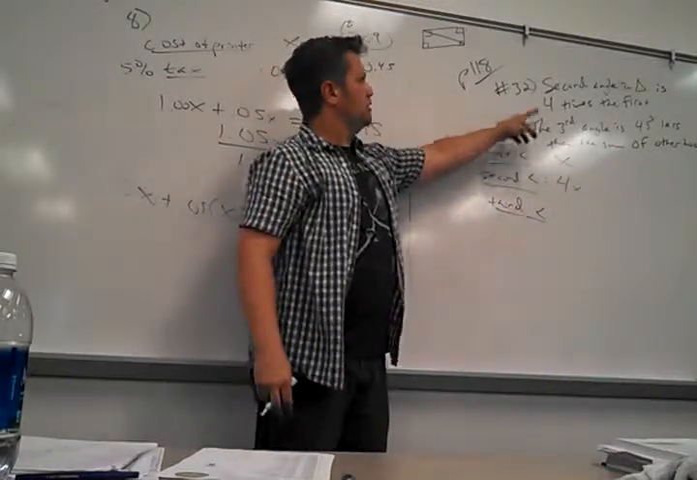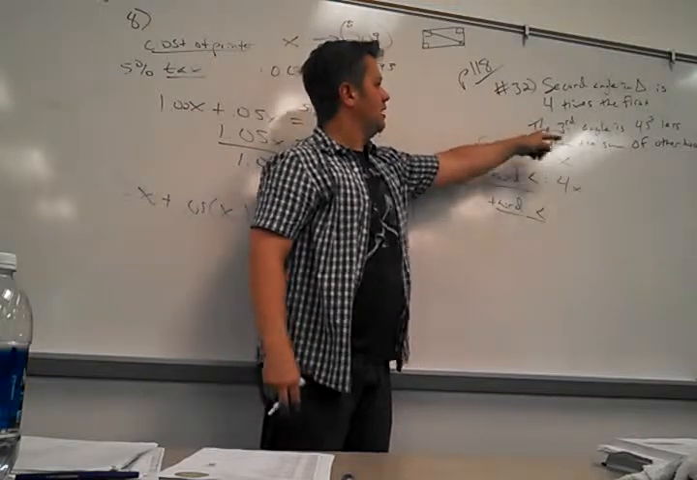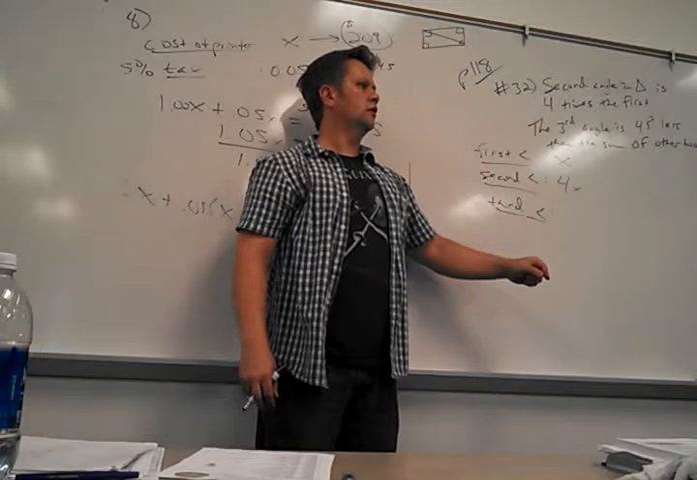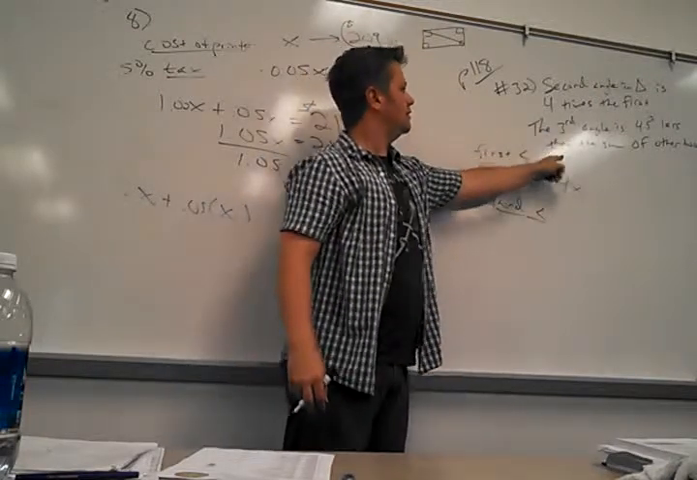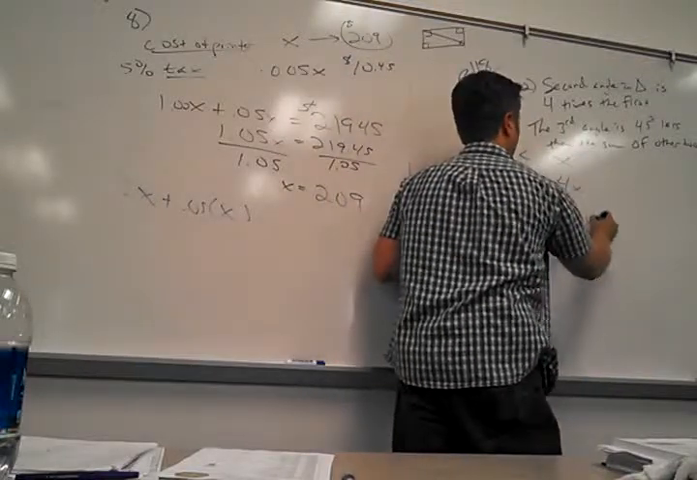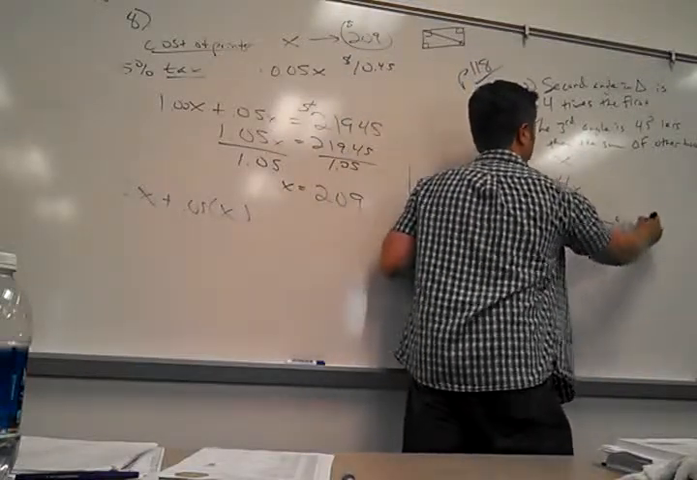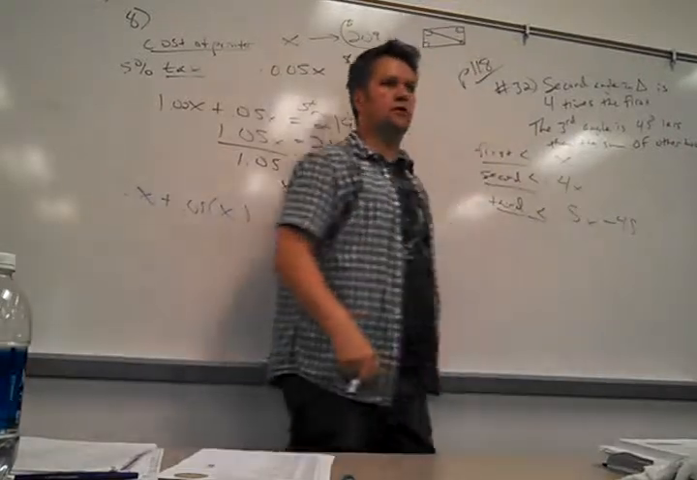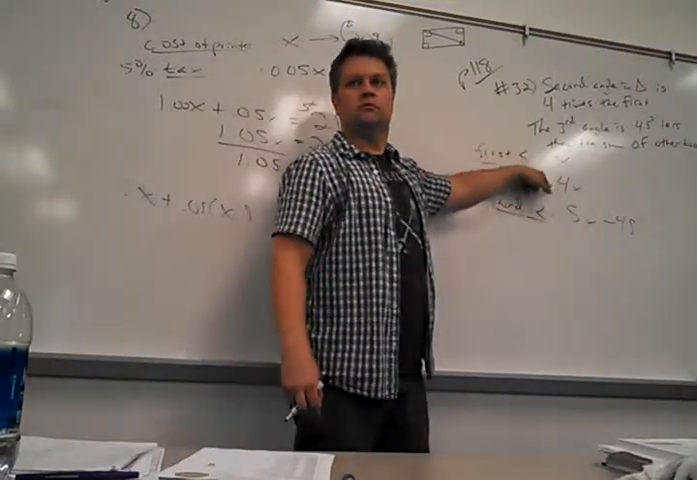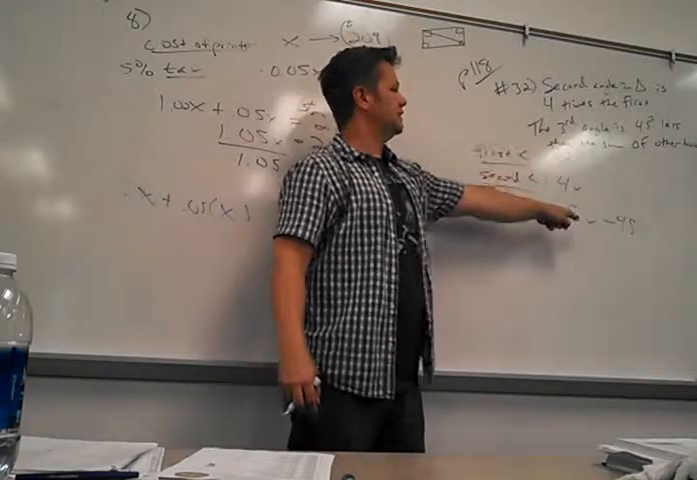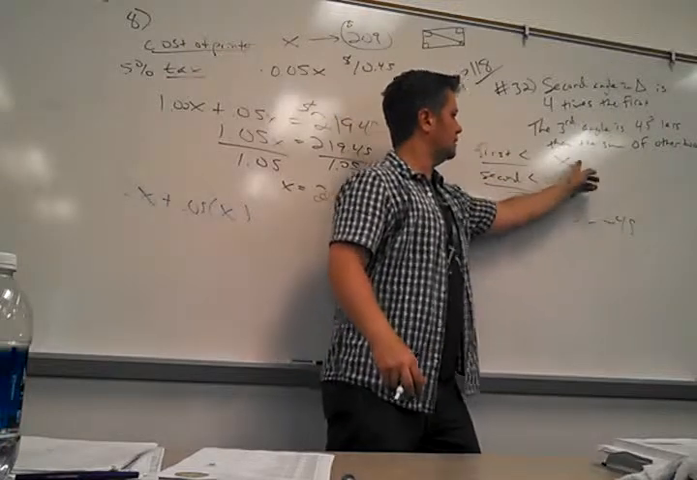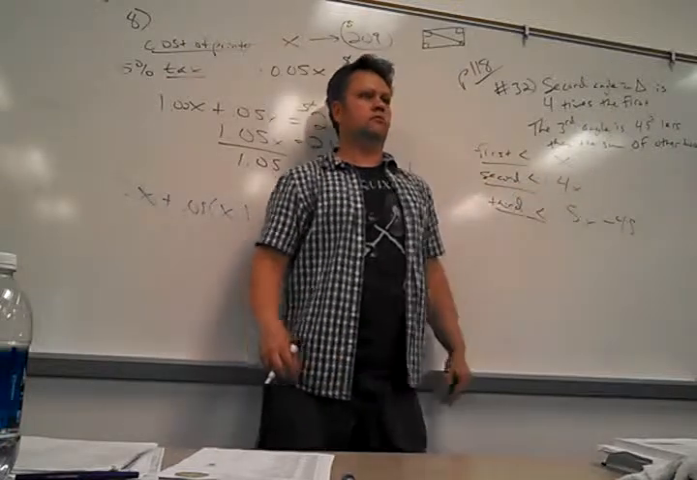Now the third angle is 45 less than the sum of the other 2. Careful. 45 degrees less than the sum of the other 2. X plus 4x, so 5x, minus 45 degrees. How is that 5x? What's the sum of the other 2? Oh, okay. And then 45 degrees less than that. Is that cool? The third one is 45 less than the sum of the other 2.